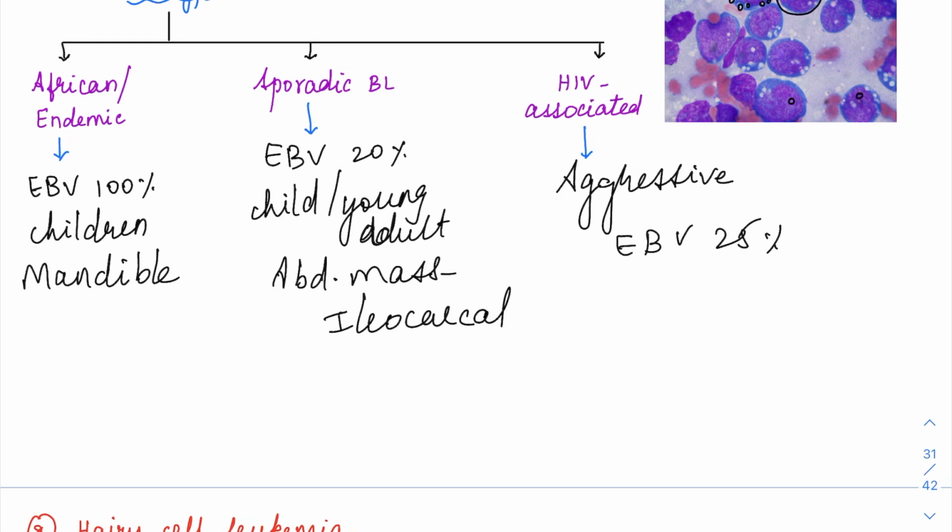Okay. So among EBV associated lymphomas, we have Burkitt lymphoma. Apart from that, we have Hodgkin's lymphoma, and then nasopharyngeal carcinoma, which is seen in the Southeast Asian countries usually. Then EBV is also associated with post-transplant lymphomas.